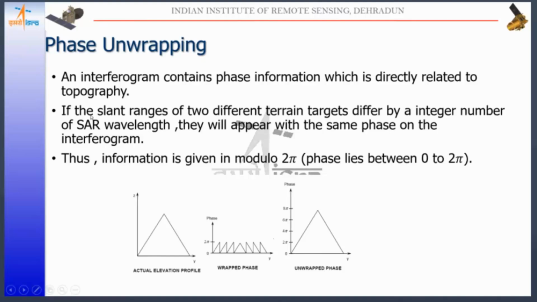Because of this property, if the slant ranges of two different terrain targets differ by an integer multiple of the SAR wavelength, they appear with the same phase on the interferogram. So this is the actual elevation profile, and this is the wrapped phase. What we have to do is unwrap it and find the unwrapped phase, so that we again recover the elevation profile. That is called phase unwrapping.